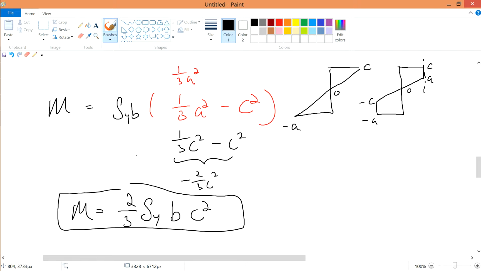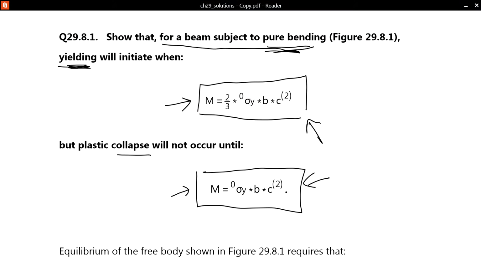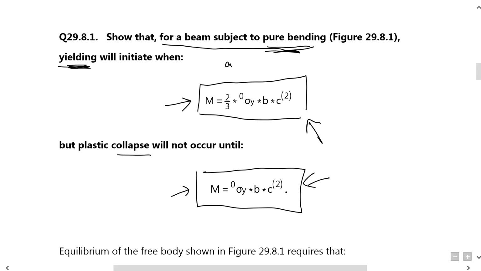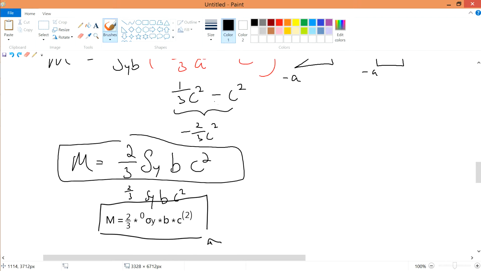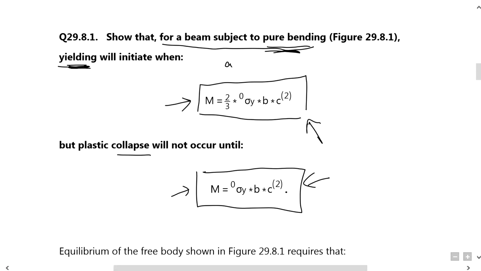And therefore it's also shown over here. Maybe I should crop this out. Hold on. Yeah. So this is tilted. This is sy. This is b. This is c square. Same as this thing. Taking note that we're taking absolute values of things. For this answer, for pure bending, yielding will initiate at a certain moment like this.